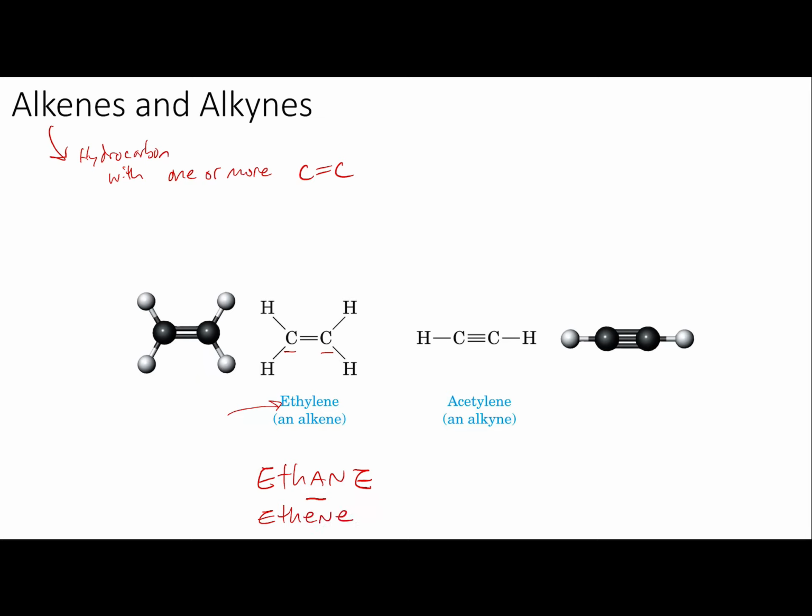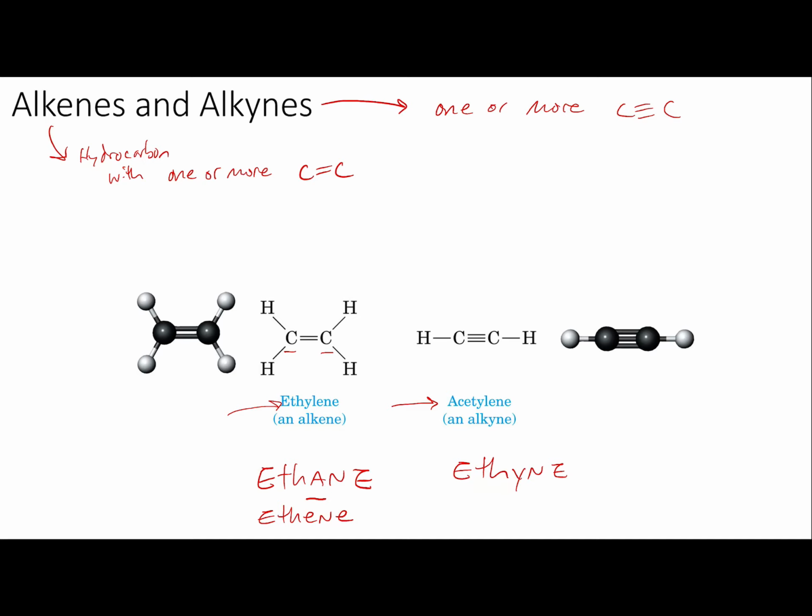for the IUPAC name. And acetylene is also a common name, but this will be eth, which we know is two carbons, ethyne for the alkyne, which will have a triple bond. And that's the difference. Alkenes have one or more double bonds, and alkynes have carbon-carbon triple bonds. Acetylene being the simplest alkyne.